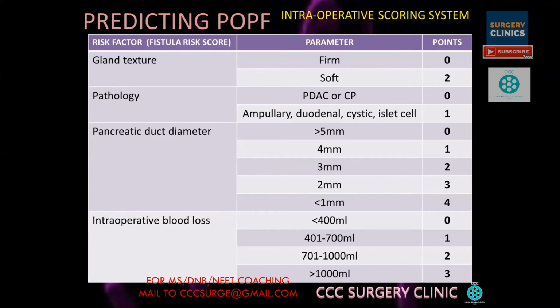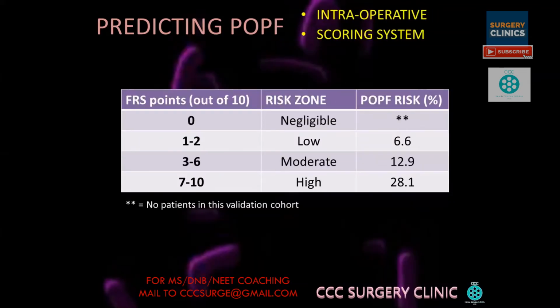So if you remember that and you remember that they get scored, you tell your examiner, sir, I'm not very sure about the exact numbers of the scoring, but that is the fistula risk scoring. It depends on the gland texture. It depends on the pathology. It depends on the diameter, and it depends on the entire blood loss. These great pancreatic surgeons all got together and they said, this was my scoring system. We don't need anything else.